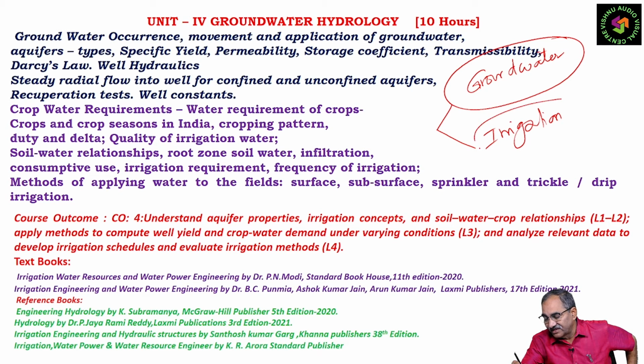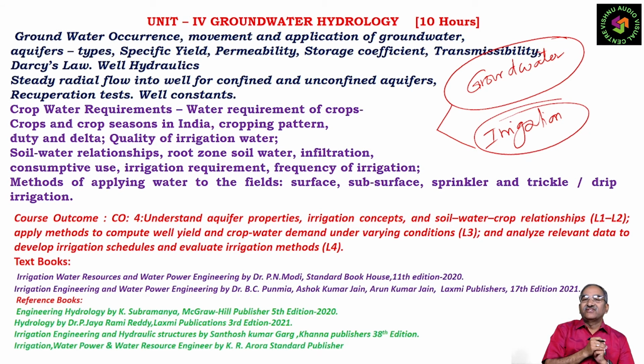Irrigation basically. In this irrigation, what are the water requirements of crops, what are the various types of crops, what are the methods of applying water to the crops, what are different types of irrigation systems, all those we will do. So the fourth unit consists of two independent topics. One is groundwater, the second one is irrigation. Irrigation can be done by surface water or by groundwater.